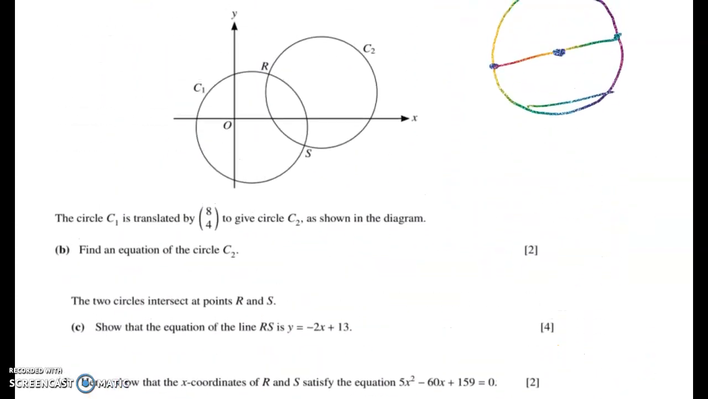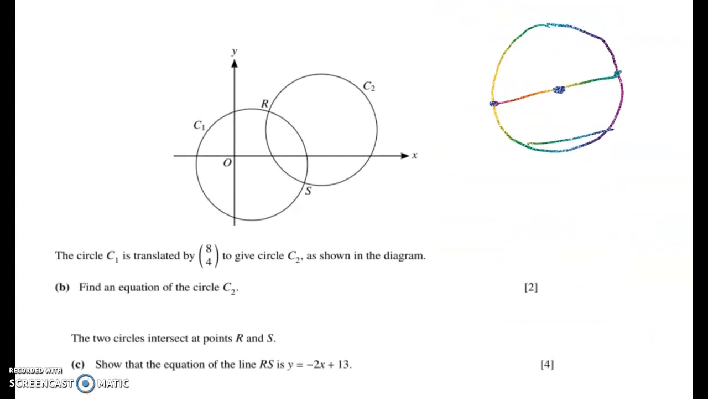It's very exciting. Right, the circle is translated by a vector 8, 4, right? So it goes along 8 in the direction of the x-axis, and then it goes up 4 in the direction of the y-axis to give this second circle. So now, since we've got the equation of the circle in nice center form, all I have to do is to change the coordinates of the center. So the center was at 2, -1, and now the center is going to be at 10.